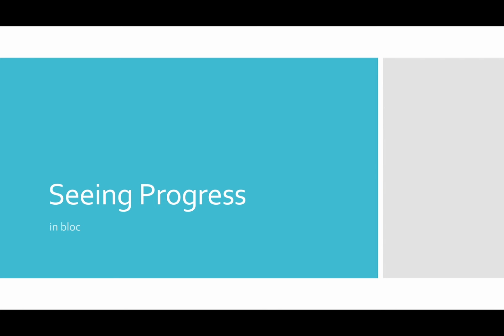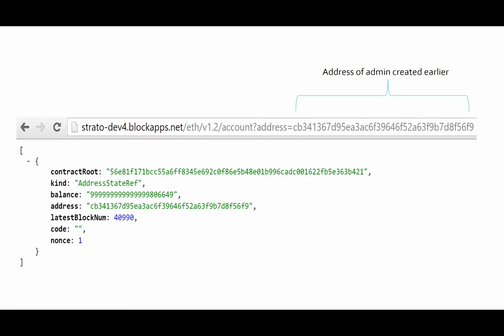So now that we did some requests and we're interacting with the blockchain, how could we see that it's working or what it's doing? Block apps provides a very cool interface to see what's going on. You could view things such as account balances, contract balances, their state, and so forth.